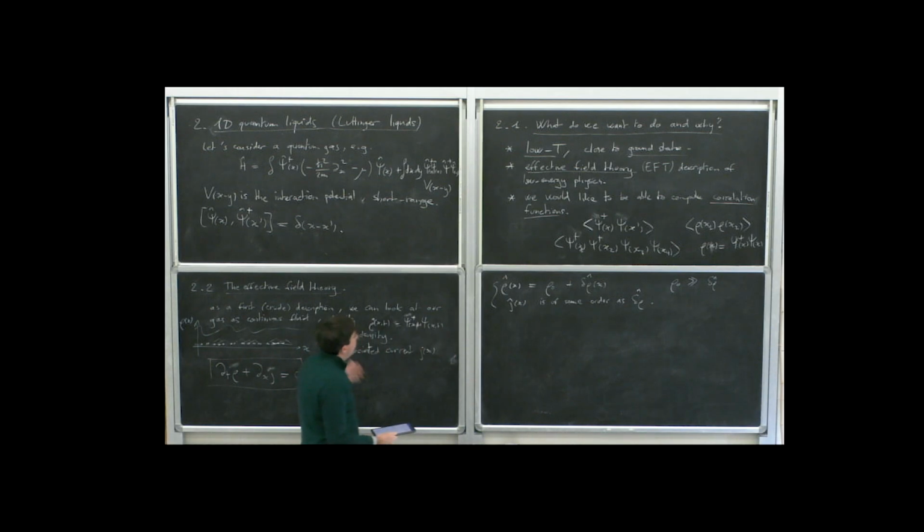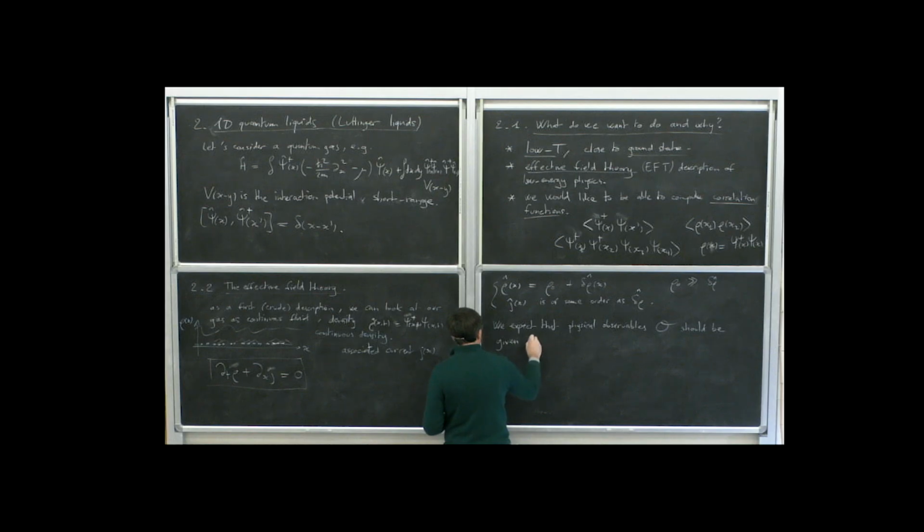Okay, so we have our fluid described by a density and by the associated current, and now, based on just very general principles of quantum mechanics, we expect physical observables, let's call this just generically O, to be given by a path integral of some sort.